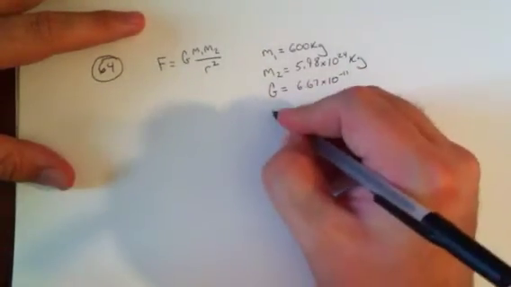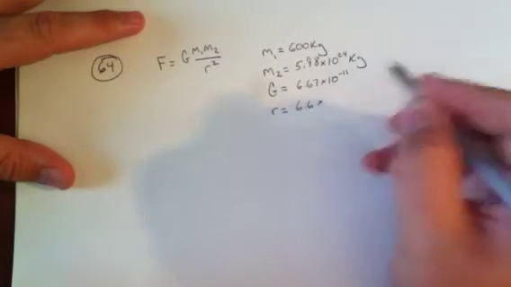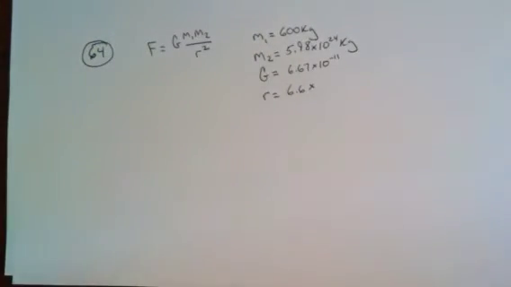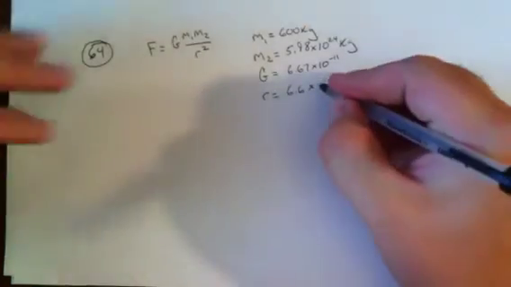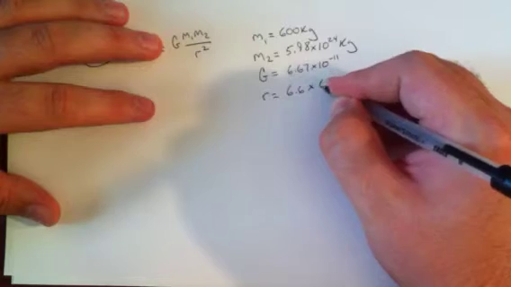And R, it tells us, is 6.6 times Earth's radius. You can get Earth's radius from page 85. If you look at the bottom of page 85, you'll see that it's 6,370 kilometers.